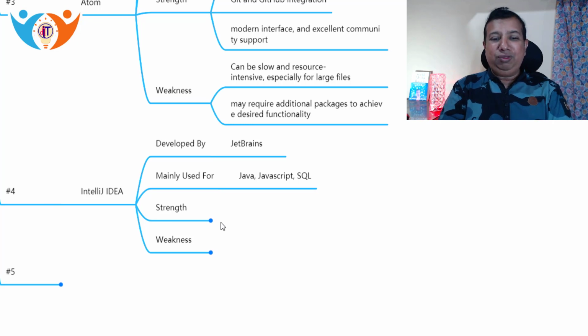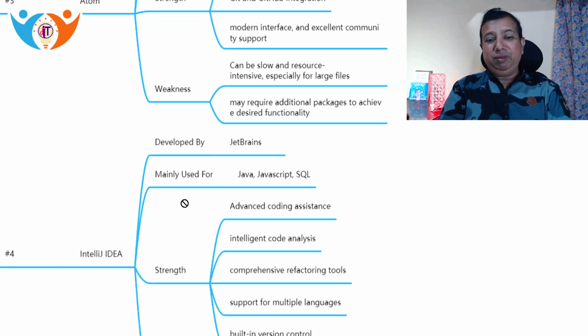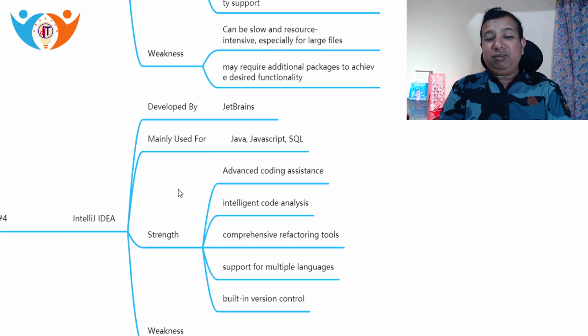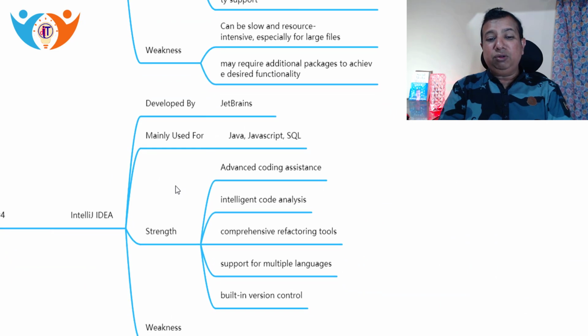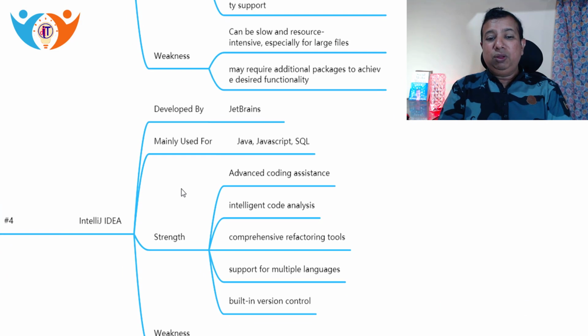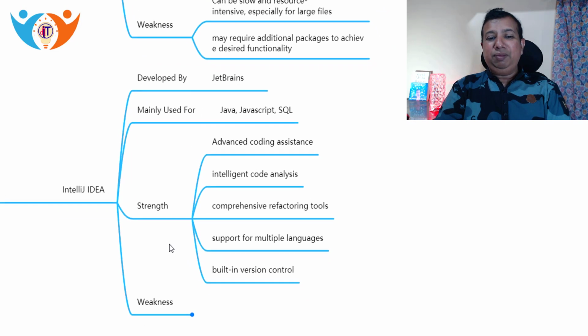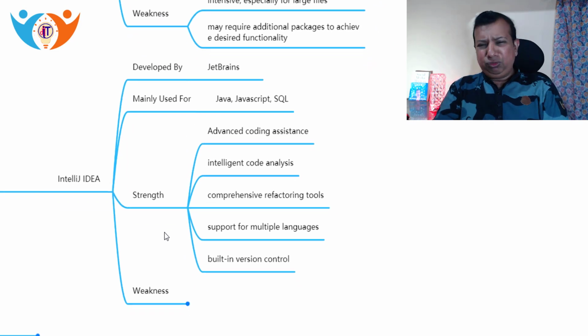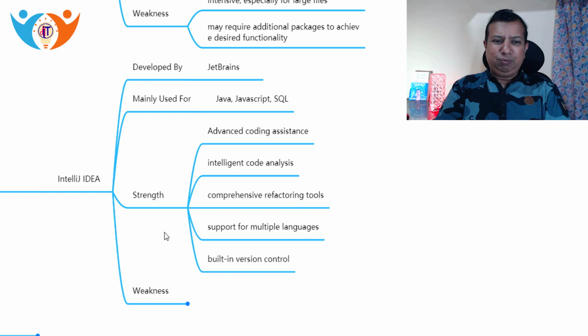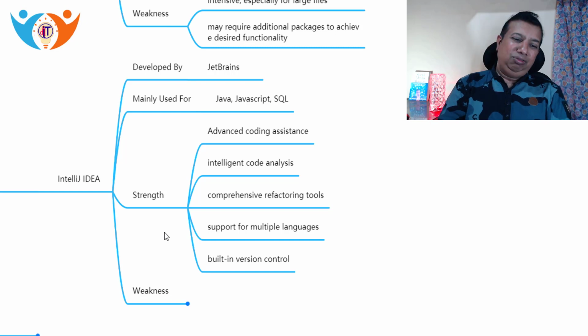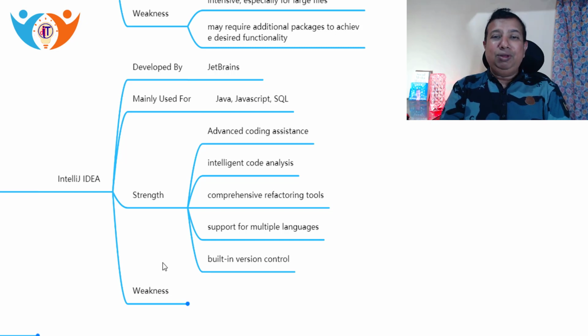The strength of this one is advanced coding assistance for Java programming, and it provides a code analyzer, so intelligent code analysis is possible. It has comprehensive refactoring tools. It has too many tools, and we can configure those tools as per requirement. It supports multiple programming languages, so Java and JavaScript are mainly used, but all flavors of Java and all JavaScript tags we can use inside it. It has built-in version control also.